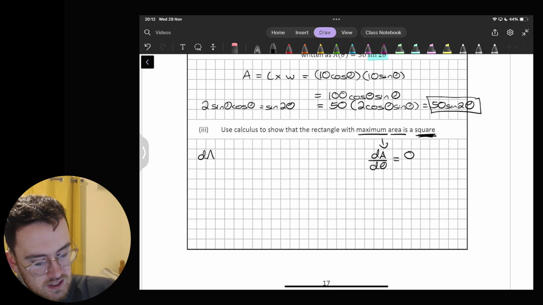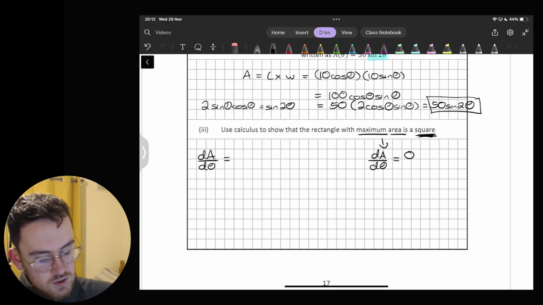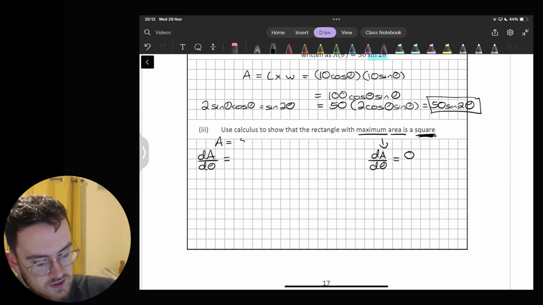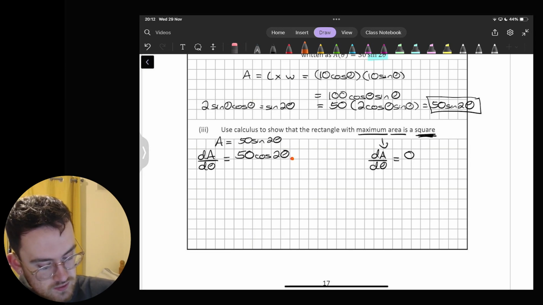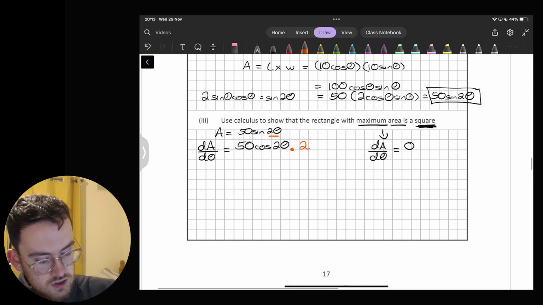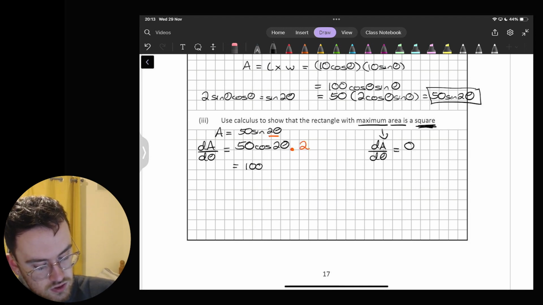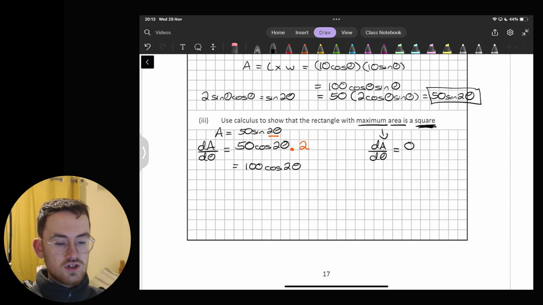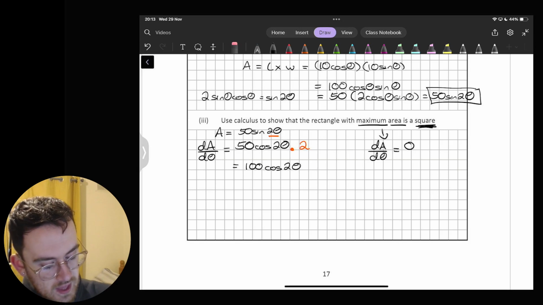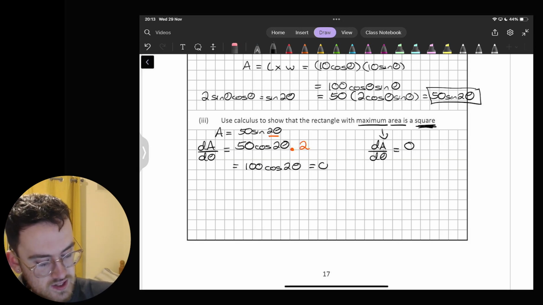So I need to differentiate my area here with respect to theta. So we have to be careful with this one. So differentiating this angle formula, so area is 50 sine 2 theta. To differentiate that one, I differentiate the sine first of all, and that goes to cos 2 theta. But I have to remember that I have to multiply by the derivative of the middle part here, which of course is 2. So that gives me an answer of 100 cos 2 theta. Okay, I want to know now where this function is going to be equal to 0.